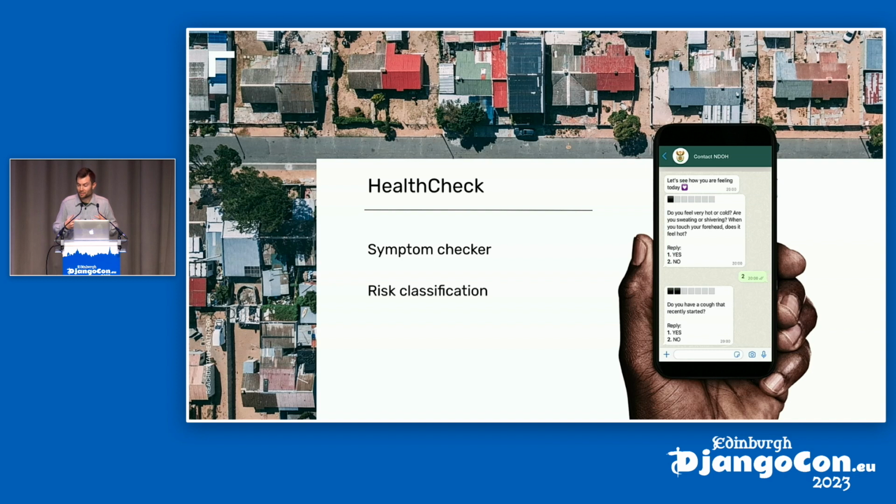You know, let's ask you some questions about your symptoms, how you're feeling, and using that, create a risk classification algorithm to let you know, okay, you need to go in for a test now, or you need to isolate for a week, or no, you're actually fine, carry on as you were.